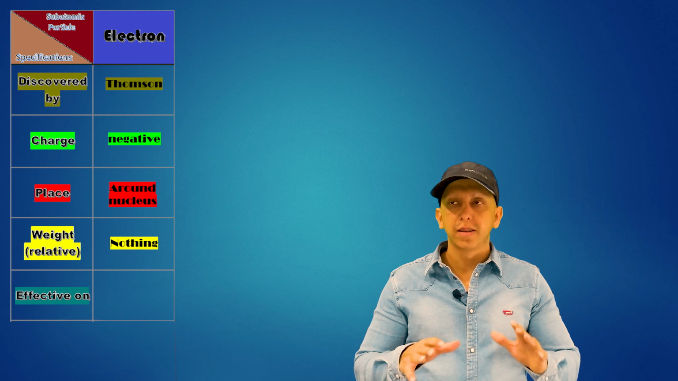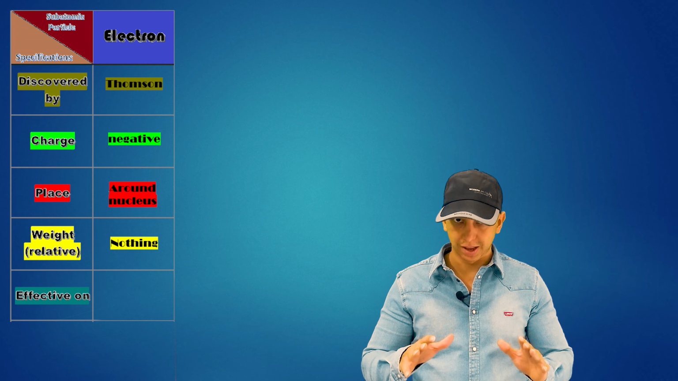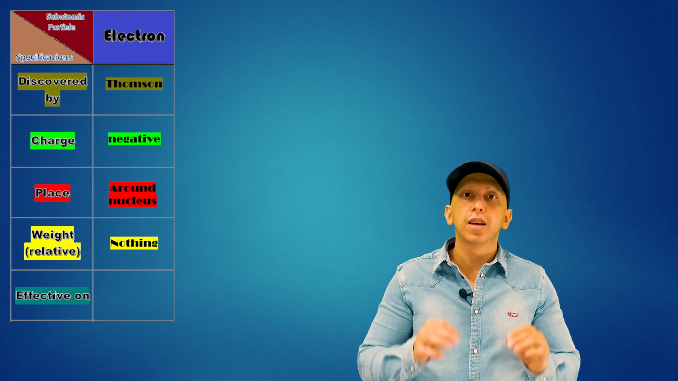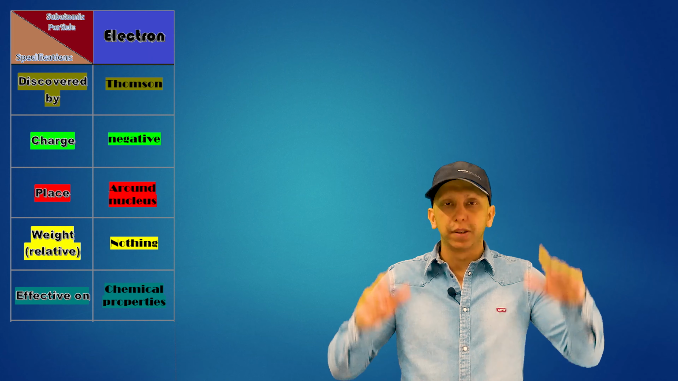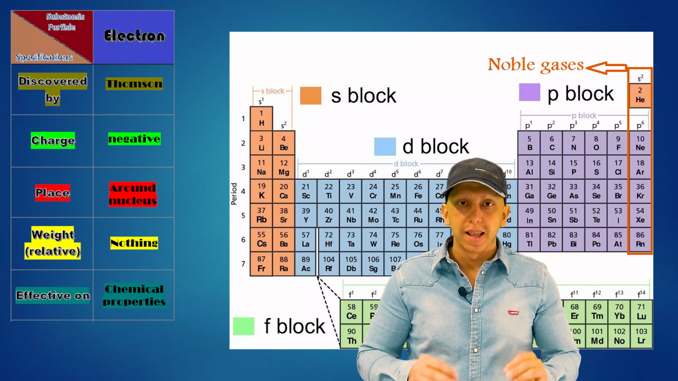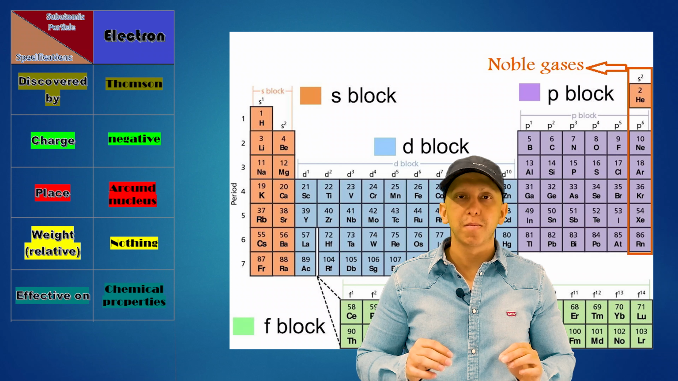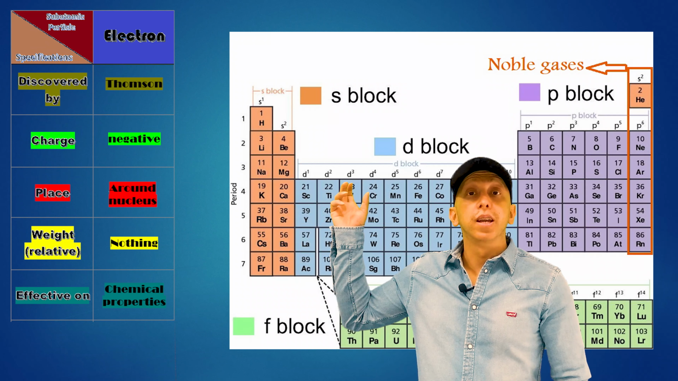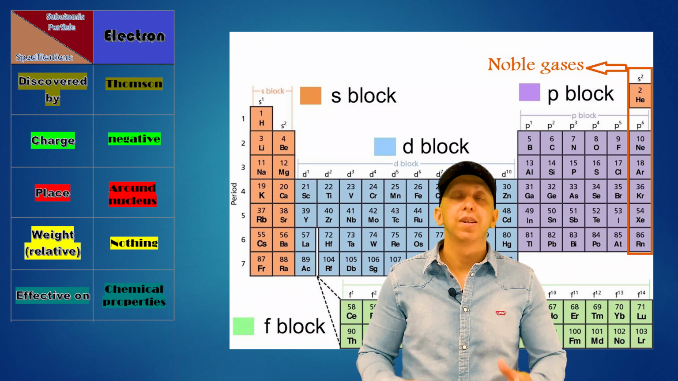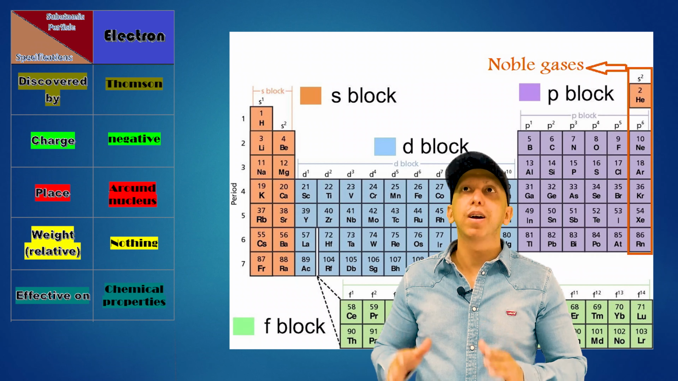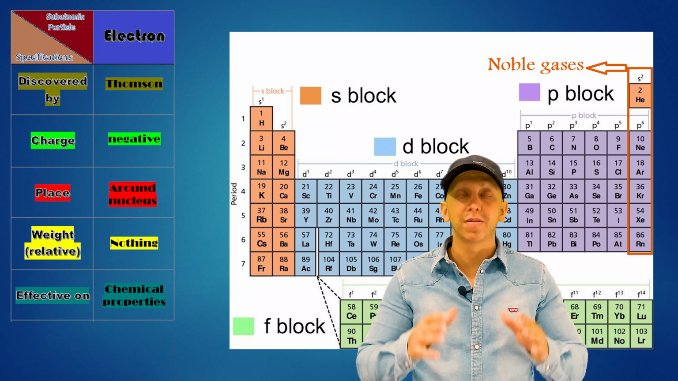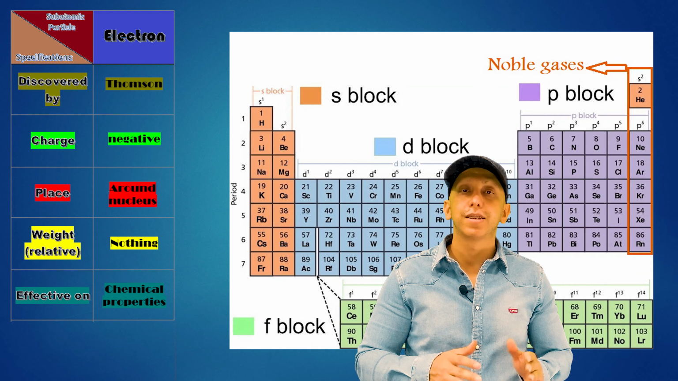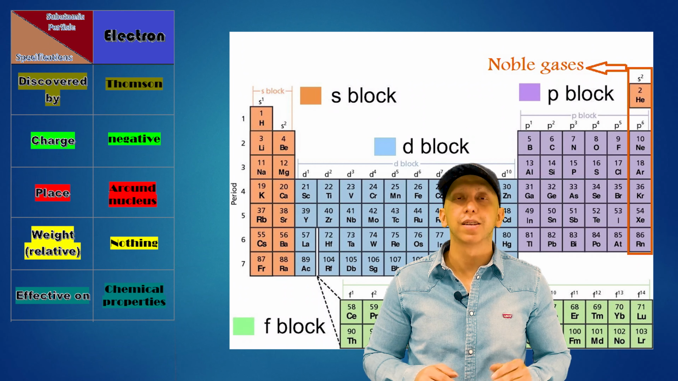As I said, they circle around the nucleus and they are effective in chemical properties. This is the reason that in the periodic table, the elements that have the same electron valence are put in the same column. This means any elements in the same column have the same chemical properties because the number of their electrons in the last shell, the valence electrons, is the same.